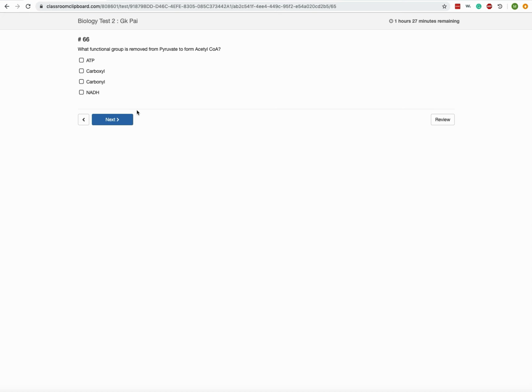What functional group is removed from pyruvate to form acetyl-CoA? It's a carboxyl group that's removed, and it goes off in the form of carbon dioxide. During this process NAD plus is reduced to NADH.